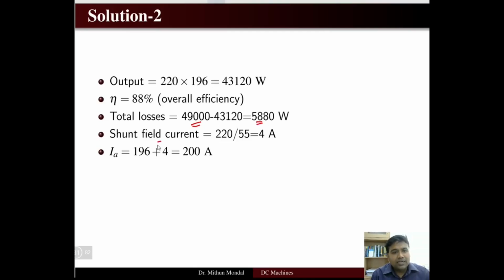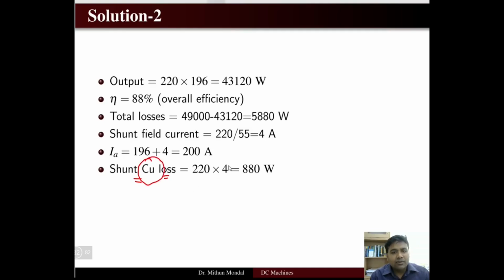The shunt field current you can compute similarly to the previous case, from the load voltage and the load current. You will be getting 4 ampere as the shunt field current. Then armature current you compute: since it is a shunt machine, the armature current will be equal to the load current plus the current which is flowing in the shunt or the field winding. Then you are getting 200 ampere. So shunt copper loss is basically the loss you are computing.